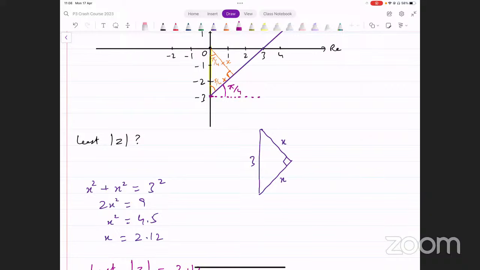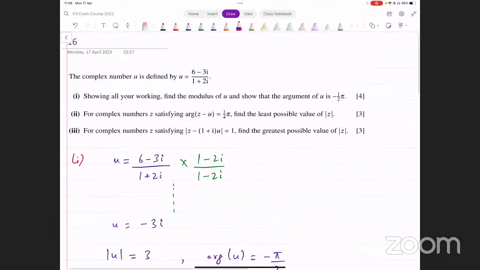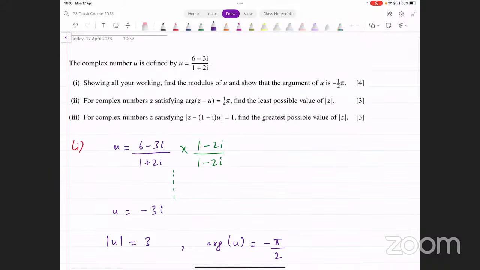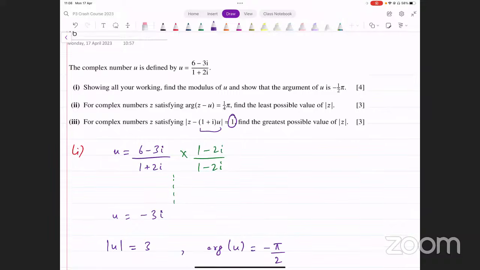Now, let me look at the next part. The next part says, for complex numbers z satisfying modulus of z minus (1 plus i) u equal to 1, find the greatest possible value of modulus of z. Now, what exactly does this mean? z minus (1 plus i) times u. So first of all, you need to figure out where this point is, 1 plus i into u. You have to figure this point out. Okay, let me write that down here.